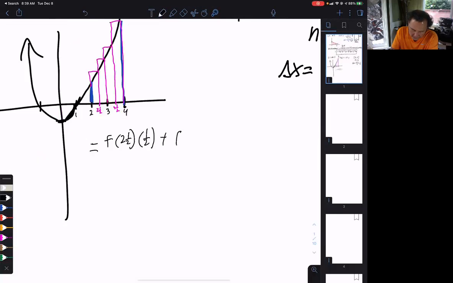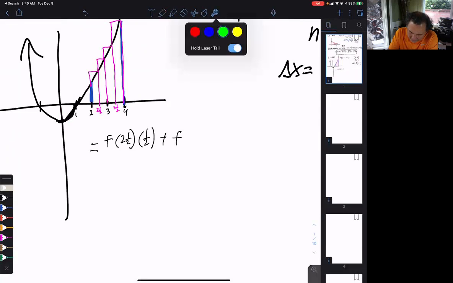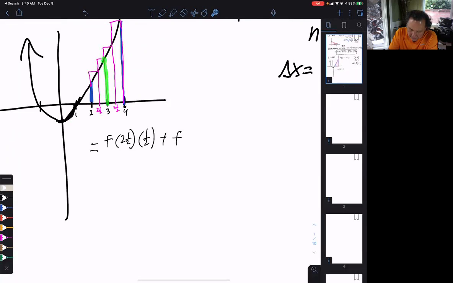And then the next rectangle, which is here, where do you get the height from? From the right-hand side. Where's the right-hand side? I didn't mean to color that in. Where's the right-hand side? The right-hand side is here. And the height is the function at 3. So it's going to be the function at 3, and the width is 1/2 also.